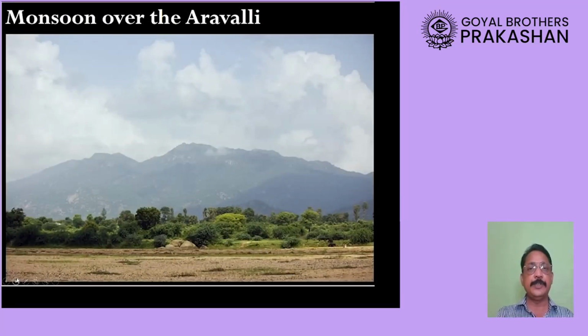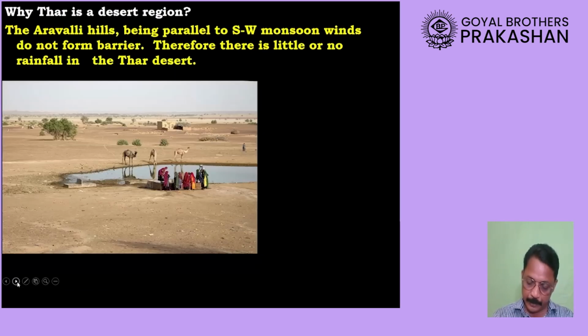You can see here in this picture, this is Aravalli mountain. And you can see these winds are blowing over the mountain. This mountain is not very tall, and that's why most of the winds are able to blow over this mountain, and they are not getting blocked by this Aravalli mountain. Also that is why the western side of this Aravalli mountain will become a desert.